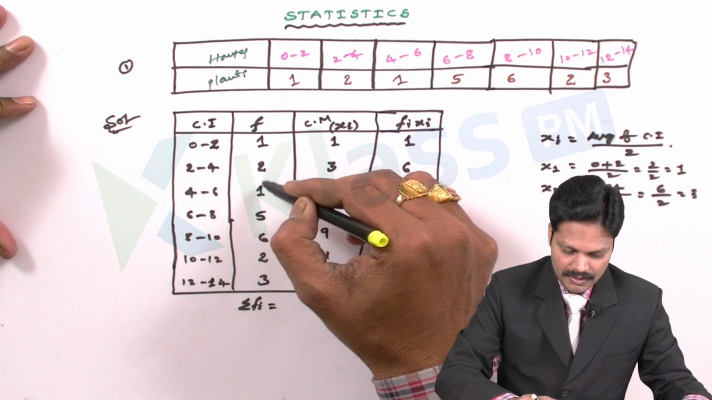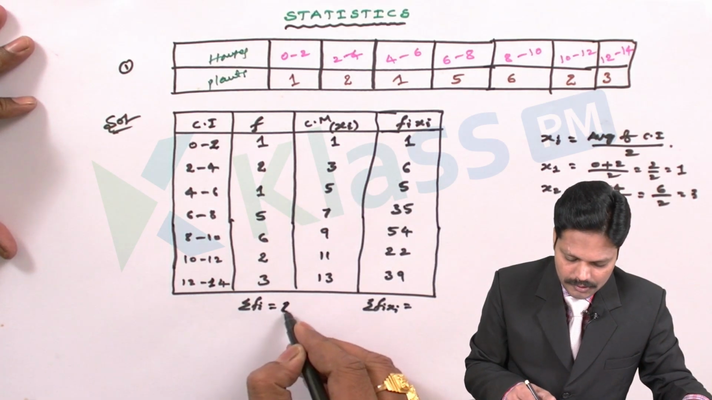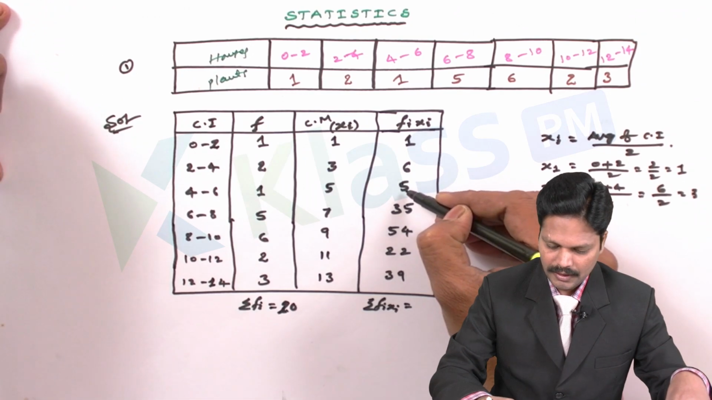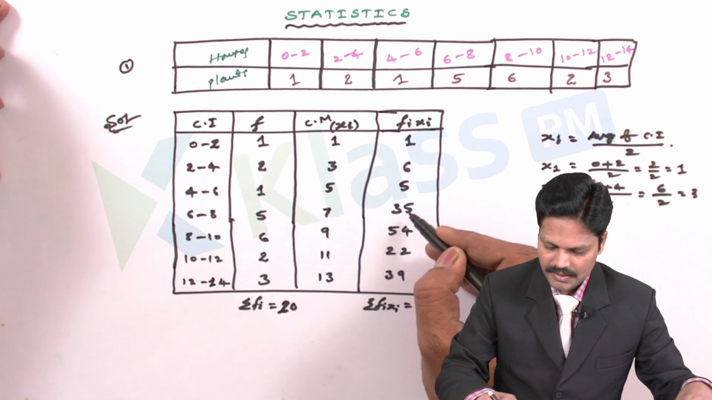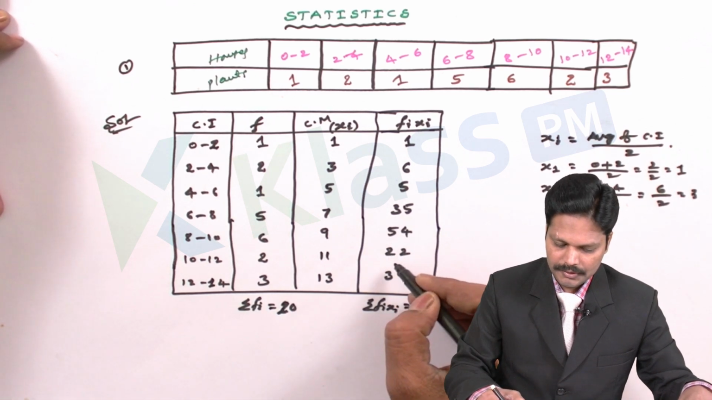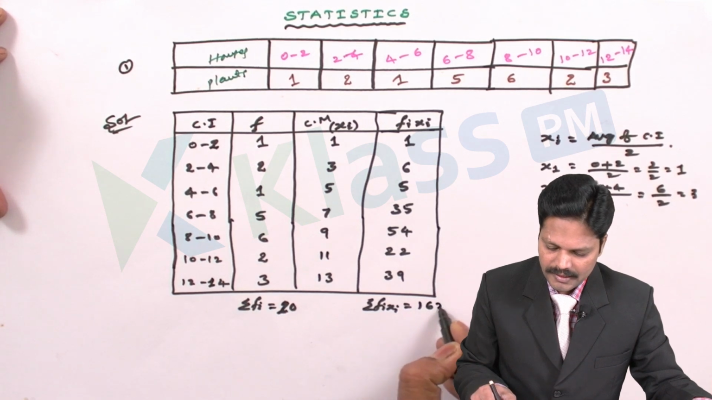So 1 plus 2 is 3, plus 1 is 4, 9, 15 and 17, the total should be 20. And coming to the products, 7, 12, and 35 plus 12 is 47, and we have 54 and 22, and 39. By adding these we will get 162.